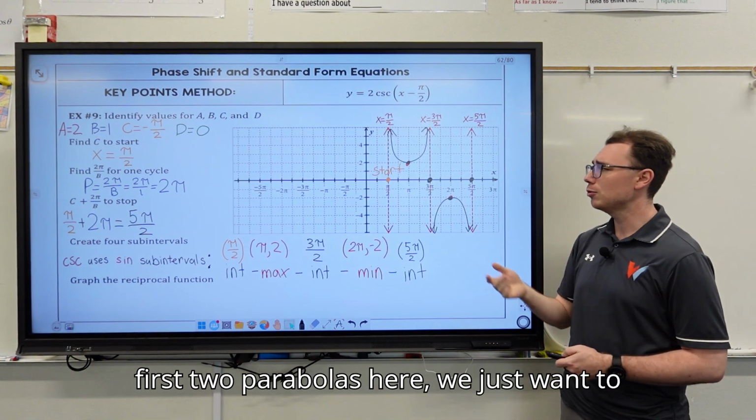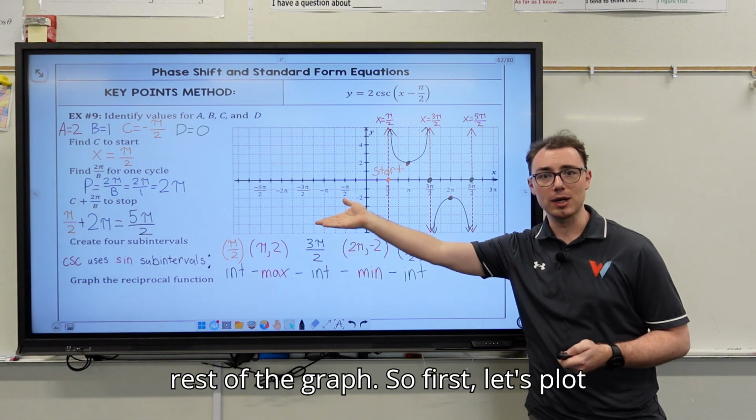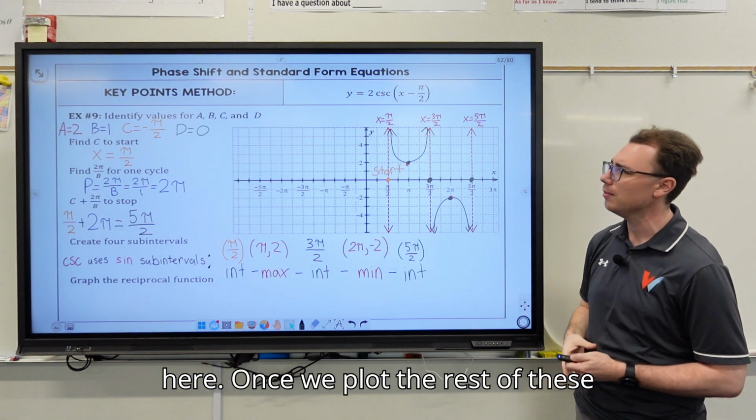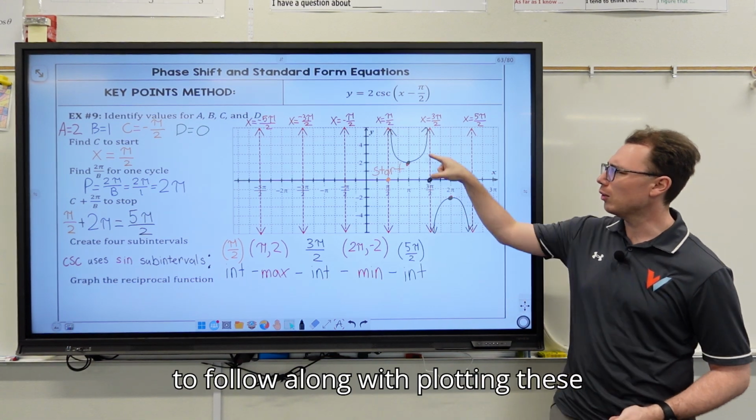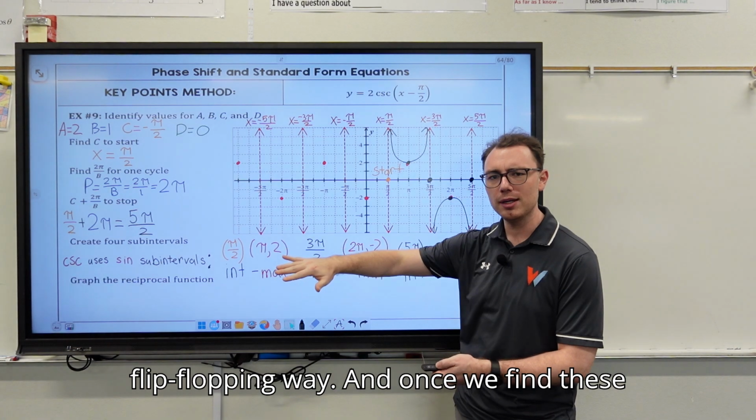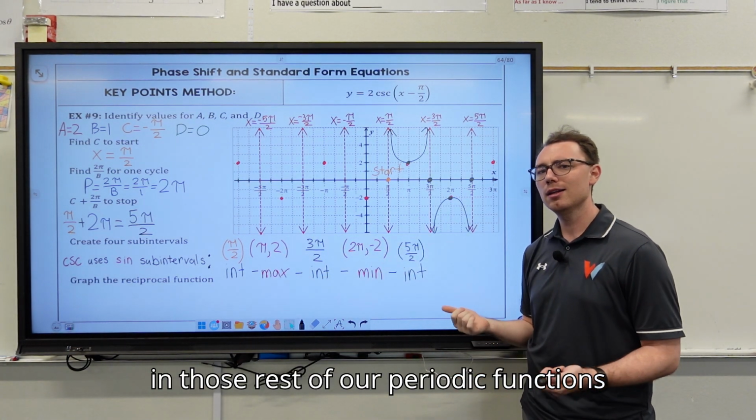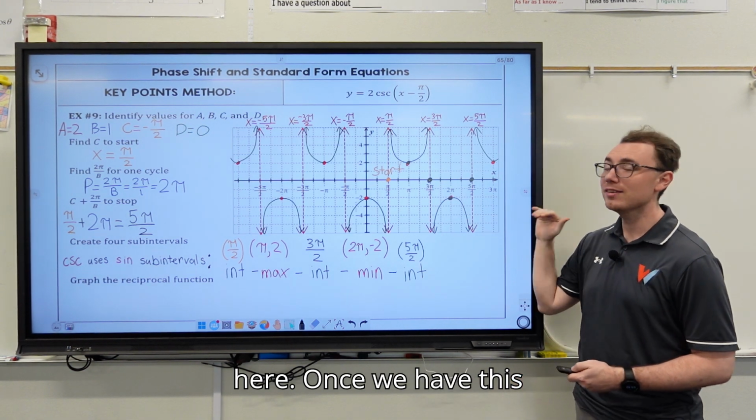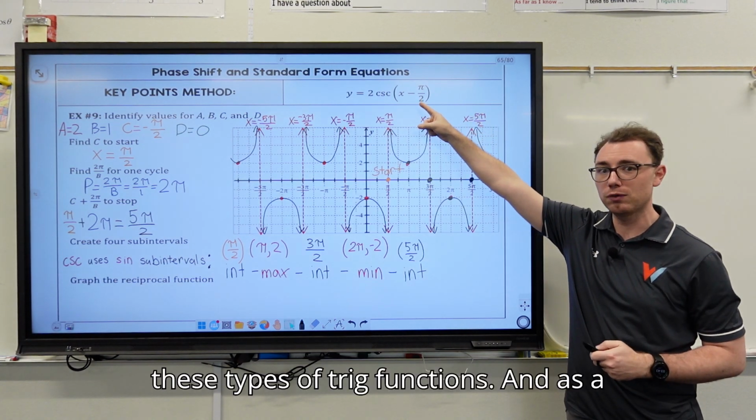Now that we have our first 2 parabolas here, we just want to extend all of this information for the rest of the graph. So first, let's plot the rest of these vertical asymptotes here. Once we plot the rest of these vertical asymptotes, we just want to follow along with plotting these maximum and minimum values in this flip-flopping way. And once we find these maximum and minimum values, we just add in the rest of our periodic functions here. Once we have this, we are finished with graphing these types of trig functions.